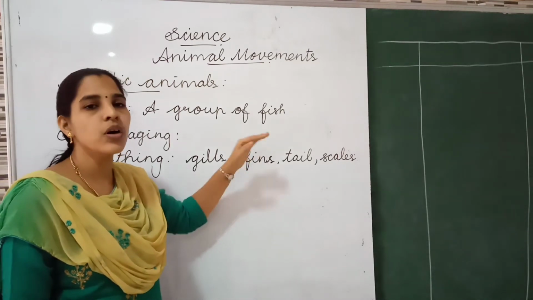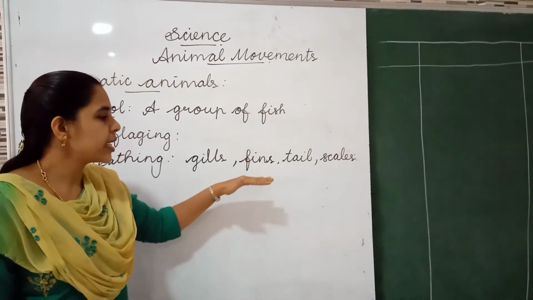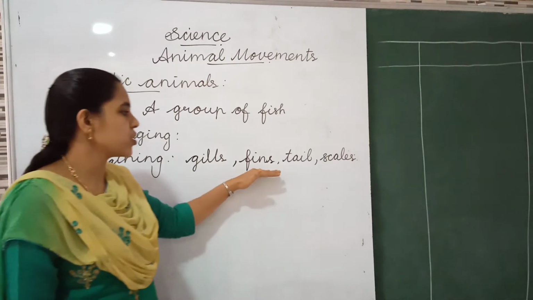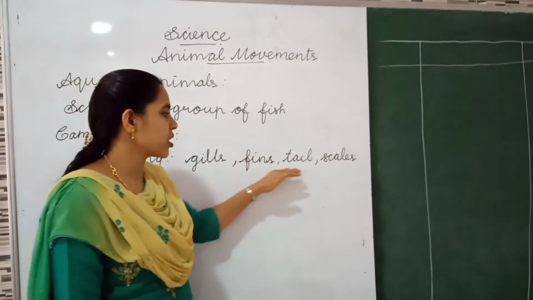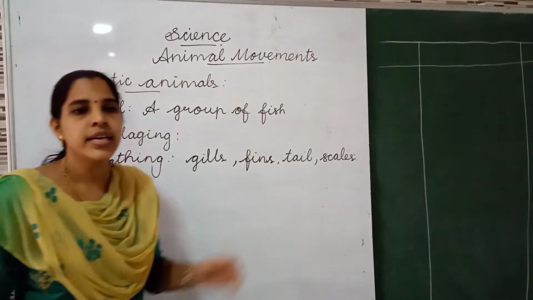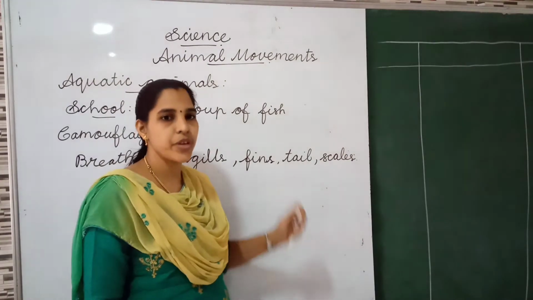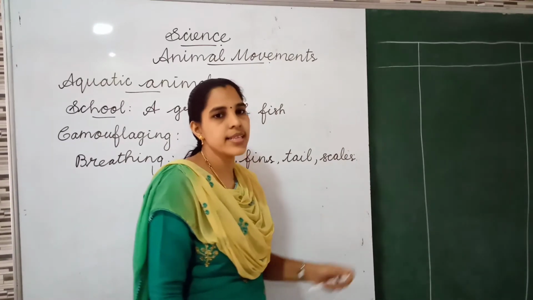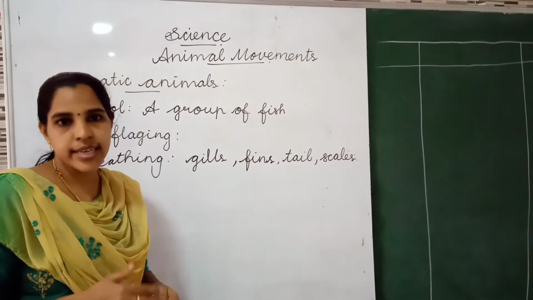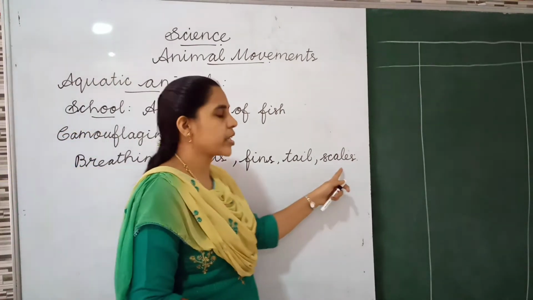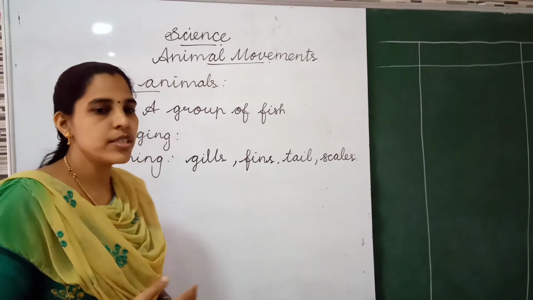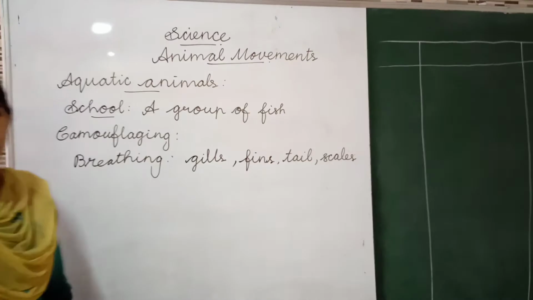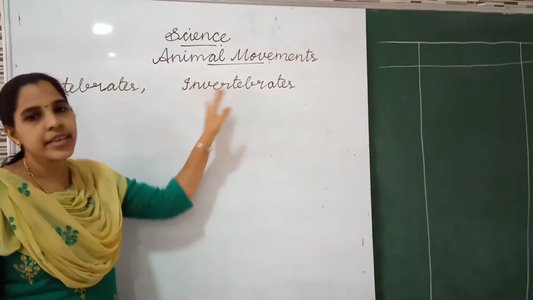Fins are on both sides of the fish. They are used to change direction. Then what is the use of tail? Tails help the fish to move forward. Then what is the use of scales? Scales protect the fish's body. These are the parts of fish. Next one is vertebrates and invertebrates.